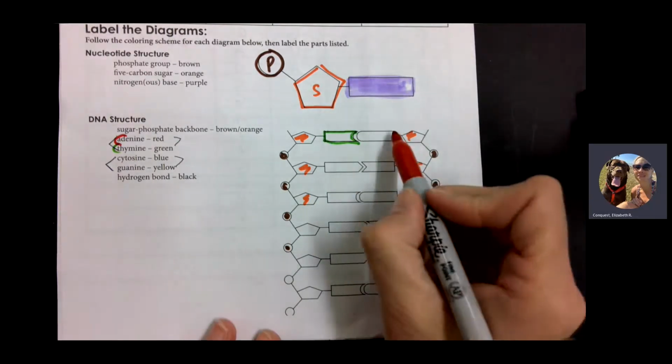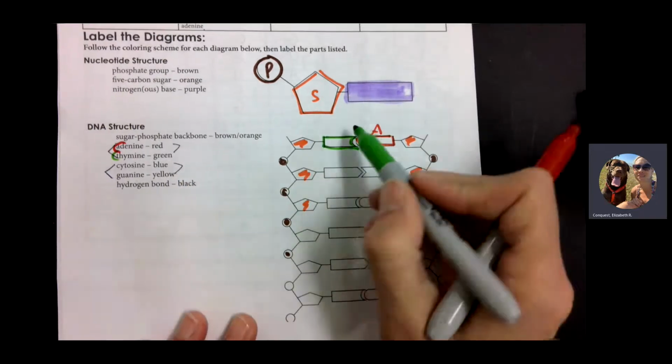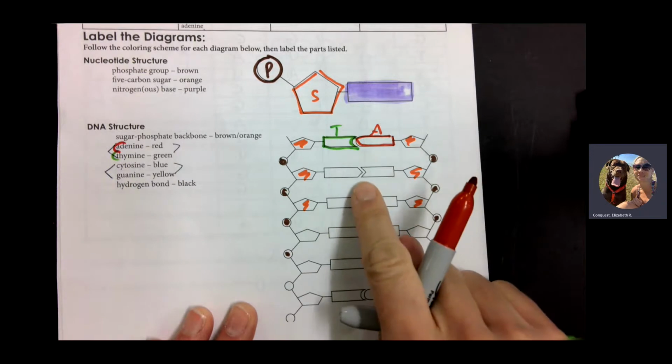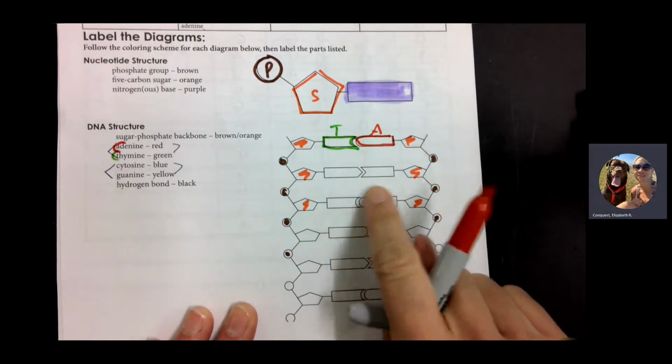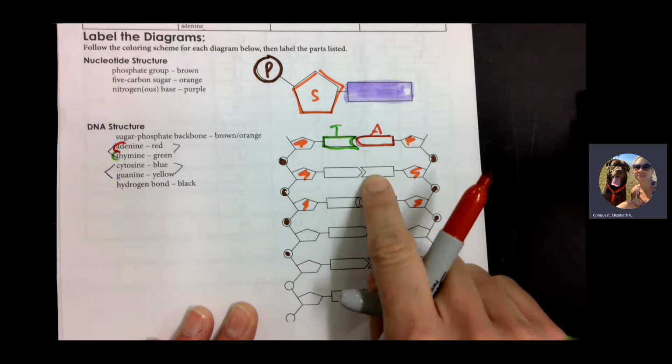And then this one would be red. So my red, this would be adenine, this is my thymine. Notice how these are curved in the middle, these are pointy. So these cannot be A and T. They're different.